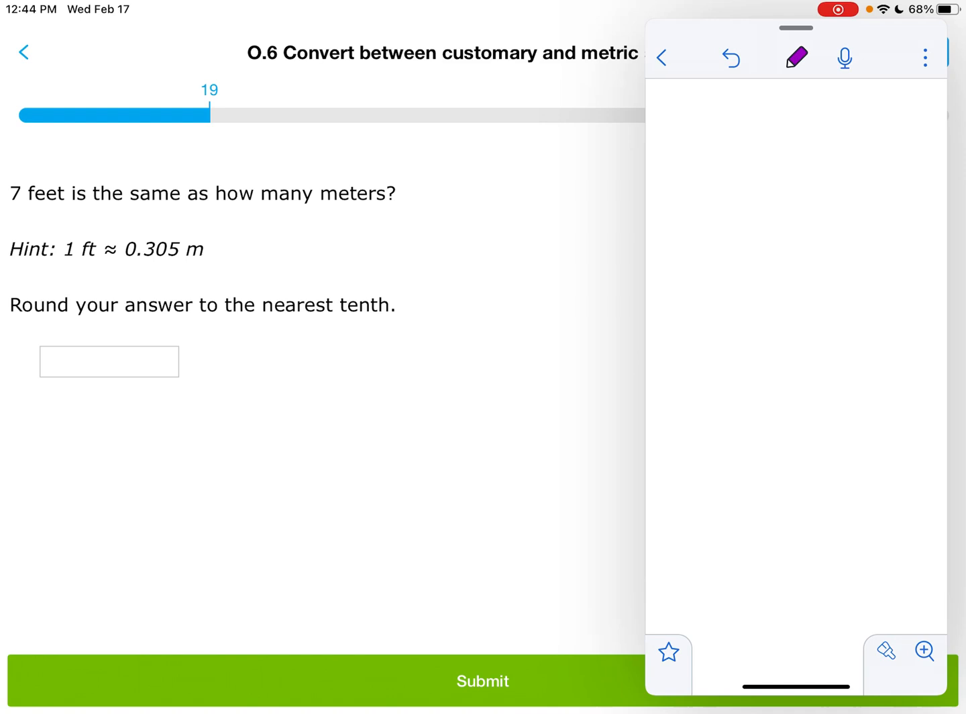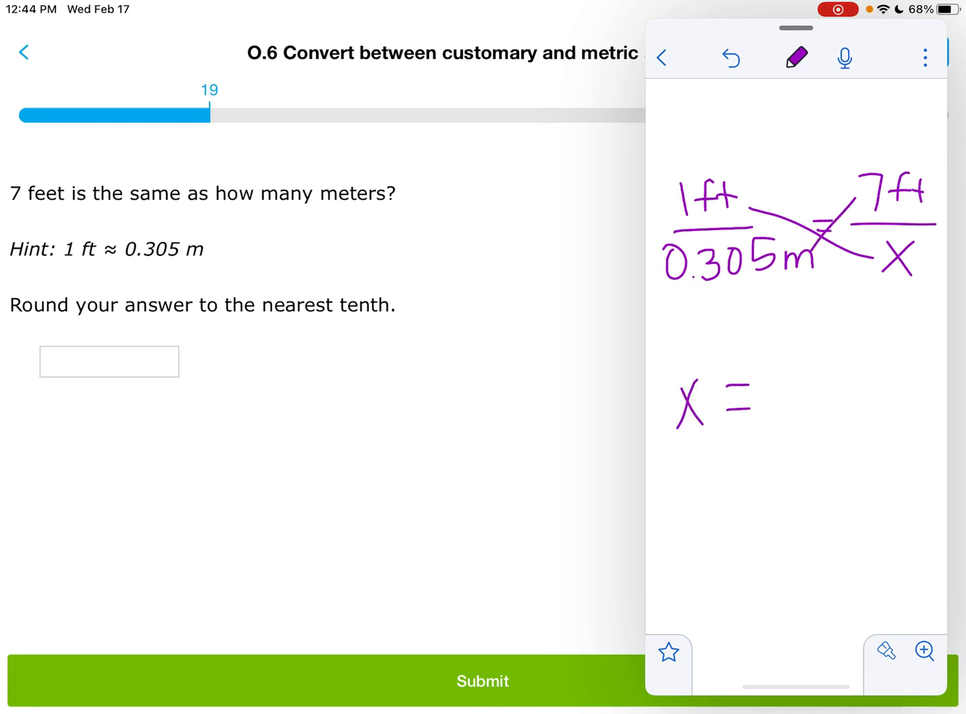This time 7 feet is the same as how many meters? Hint, 1 foot is equal to 0.305 meters. So let's set up our proportions. 1 foot is equal to 0.305 meters. And we want to know 7 feet is how many meters? So 7 over x. 1 times x is just x. And then we take 7 times 0.305, which gives us 2.135.